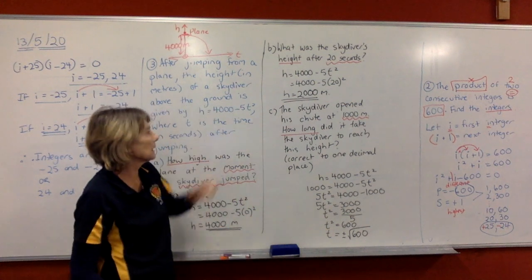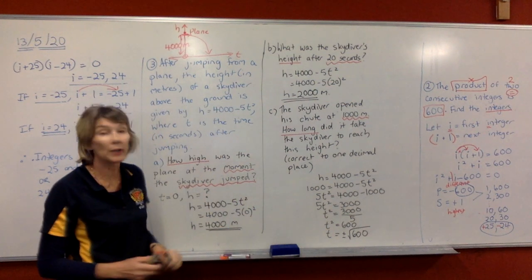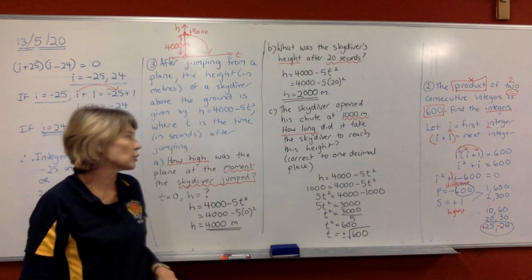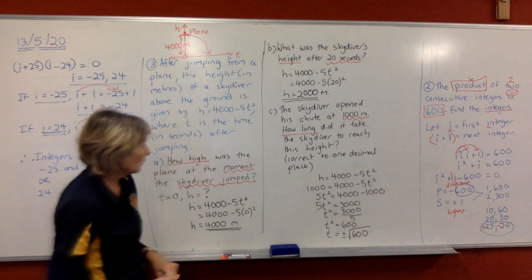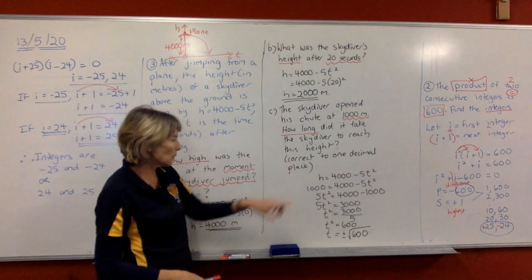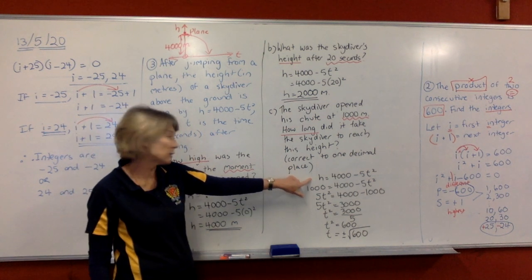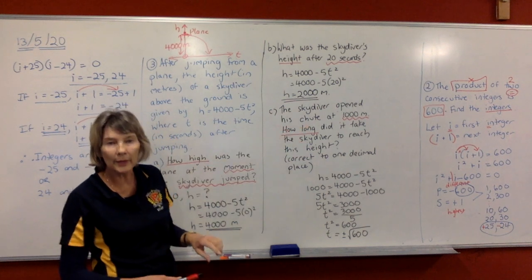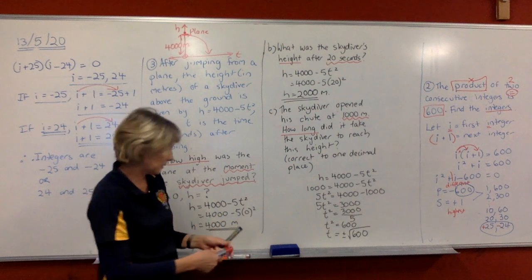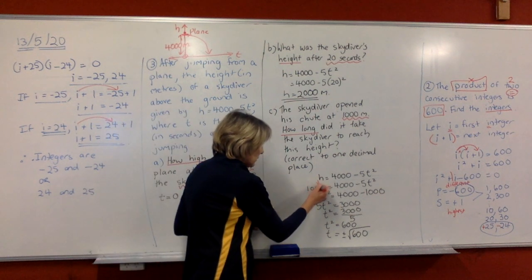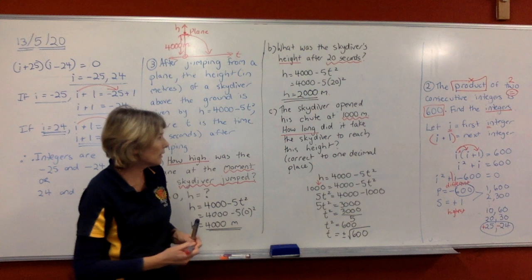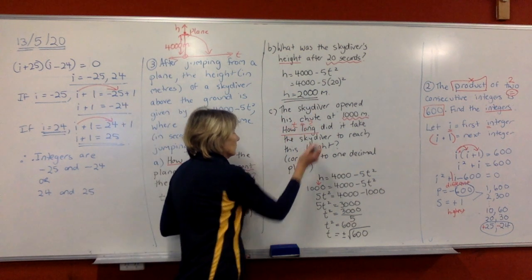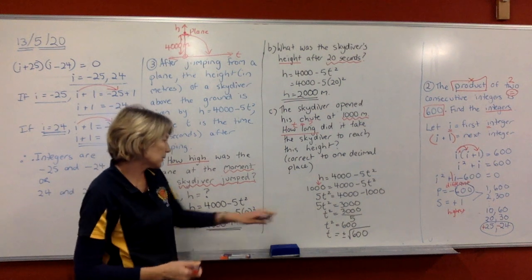All right, in C, the skydiver opened his chute at 1,000 metres. How long did it take the skydiver to reach this height? Correct to 1 decimal place. So we're using our formula or equation they've given us. Now they told you that the height was opened at 1,000 metres. They should have said above the ground because that's what they mean. So we're going to put that 1,000 in for the height, and we're just trying to find how long, which means we're looking for a time. All right, so we're going to start doing this.